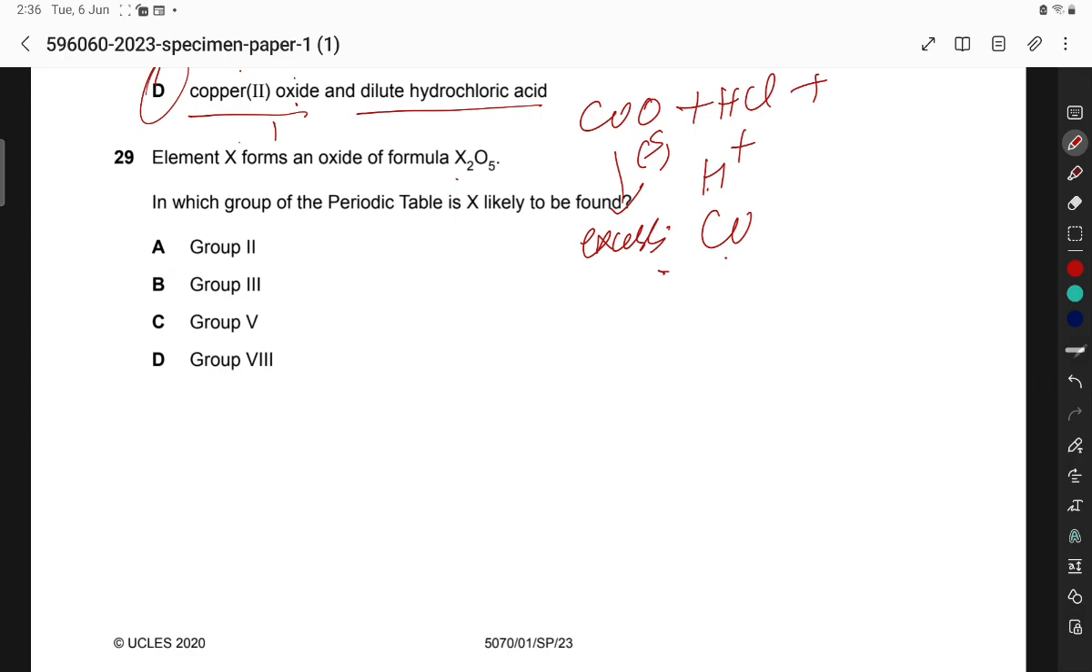Element X forms an oxide X2O5. In which group of the periodic table is X likely to be found? It is in group 5, because X2O5 is like P2O5. So P is X, and phosphorus is present in group 5.